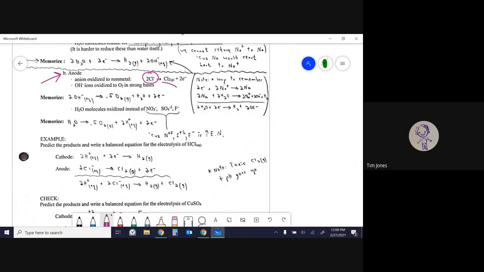Another option is if you're in a strong base, you've got a lot of hydroxide ions, and those hydroxide ions can lose some electrons and become oxygen. And this reaction looks like this one here. Hydroxide becomes oxygen and water, and these electrons are available to be gained by something else that's present. In this case, let's see.